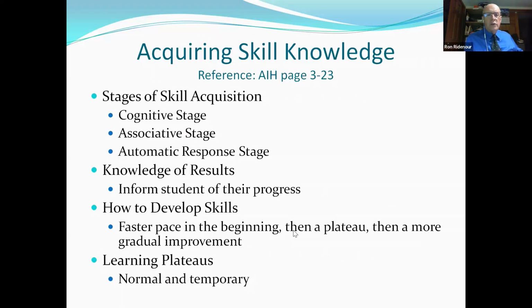Acquiring skill knowledge. The stages of skill acquisition are cognitive, associative, and automatic response. Cognitive is that four levels of learning type of thing: rote memorization, understanding, application, and correlation. That's the cognitive stage of acquiring skills.